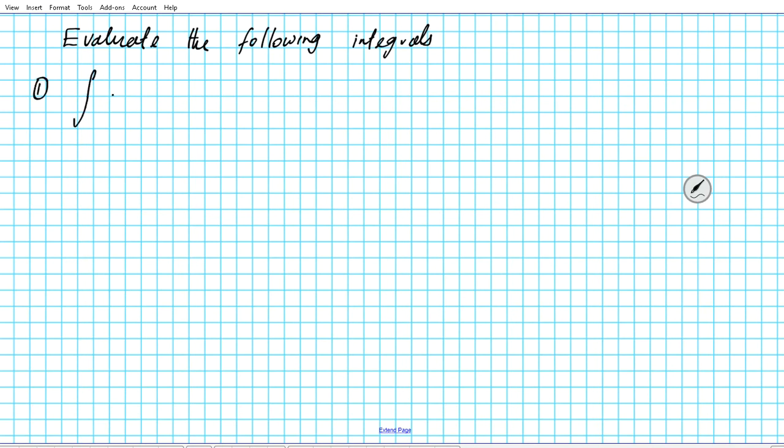Alright, let's take a look at the instructions for the examples that we're going to be doing. We're to evaluate the following integrals. So for question number 1, let's say we are to evaluate the integral of 5 cosine 5x dx.